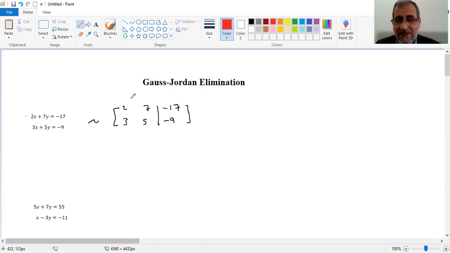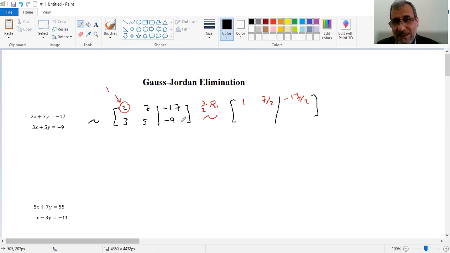So what do we need? We need a 1 here, so we divide. We divide by 2. So R1 divided by 2 gives 1, then 7 over 2, which means 3.5, equal to negative 17 over 2, or you can write it as negative 8.5. This is the first row now.